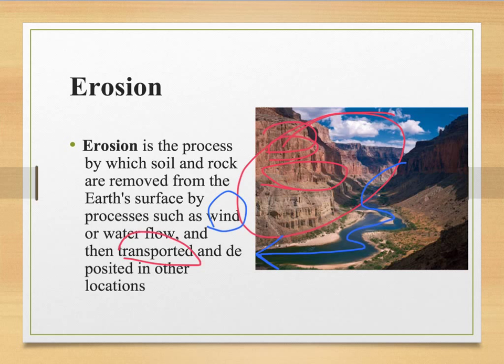But wind, again, sorry about the ads. It could be wind, light gravel, or dust, or whatever could be blown around in all different directions, or just the power of water could erode the soil or rock away and transport it so it can be deposited in another place.